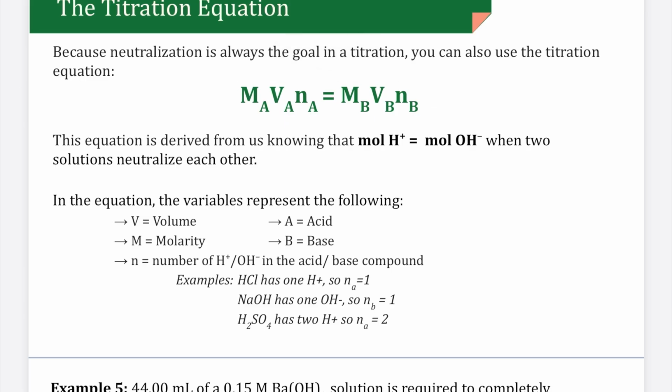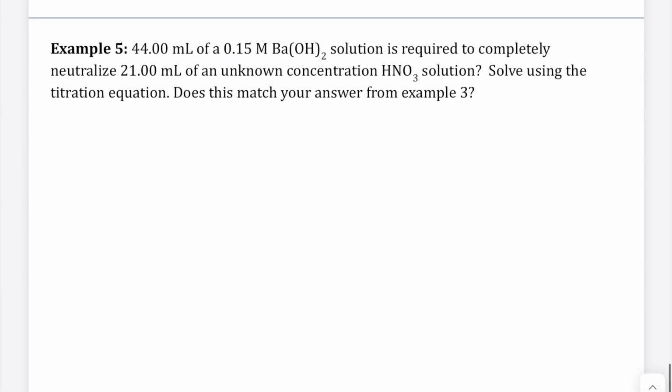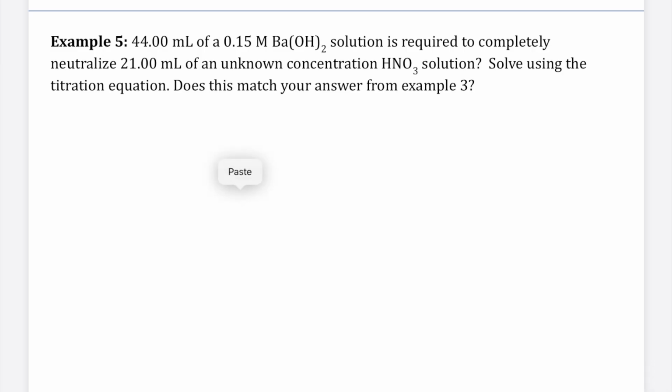We should get the same thing as our process above if we are looking at a titration problem with that. So we've got 44 milliliters of a 0.15 molar barium hydroxide solution is required to completely neutralize 21 milliliters of an unknown concentration of HNO3 solution. Solve using the titration equation. As we're looking at this, I have 44 milliliters of barium hydroxide, so that is my base. And then it's required to neutralize 21 milliliters of our HNO3 solution, which is an acid.